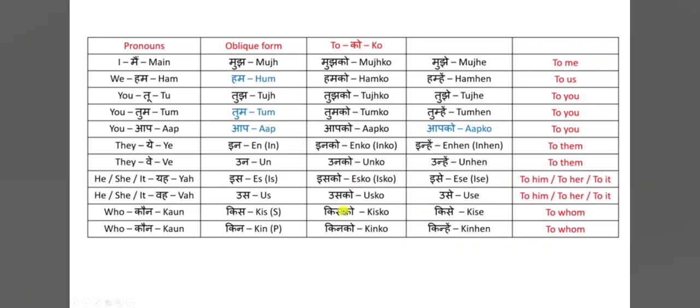किस प्लस को, किसको, किसे. किन प्लस को, किनको, किन्हें. So these and these are the same. These are spoken, these are grammatical. All right. So you can take a screenshot of this, or if you have downloaded the PDFs, you can print it out and refer whenever you are trying to frame sentences.